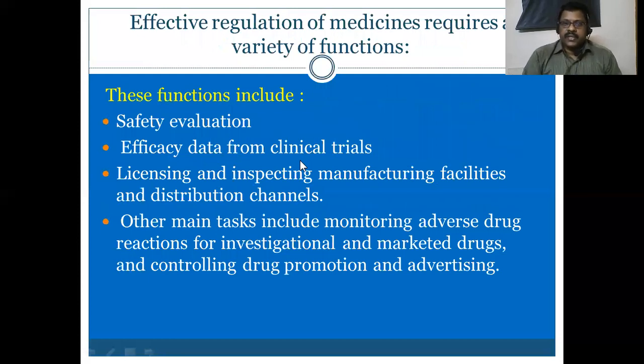Effective regulation of medicines requires a variety of functions. These functions include safety evaluation, efficacy data from clinical trials, licensing and inspecting manufacturing facilities and distribution channels. Other main tasks include monitoring adverse drug reactions for investigational and marketed drugs and controlling drug promotion and advertising. So all these areas should be very closely monitored and regulated. A proper regulatory agency should have special divisions and subdivisions to control all these activities taking place in the country. Some are during the clinical trial, some are after the clinical trial, that need to be controlled.